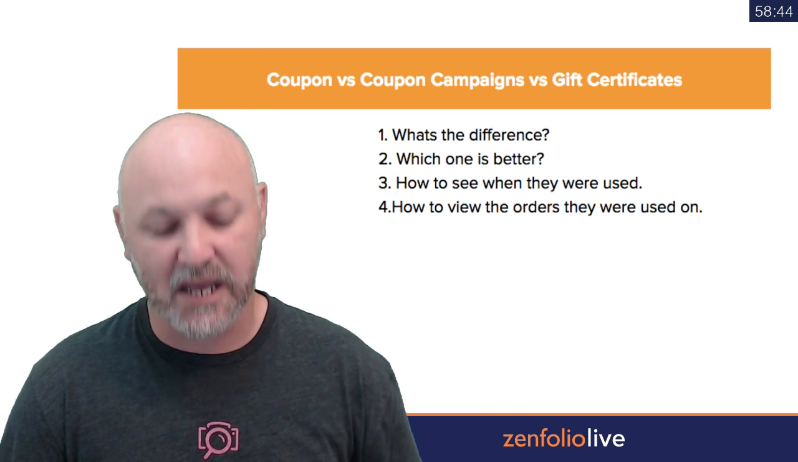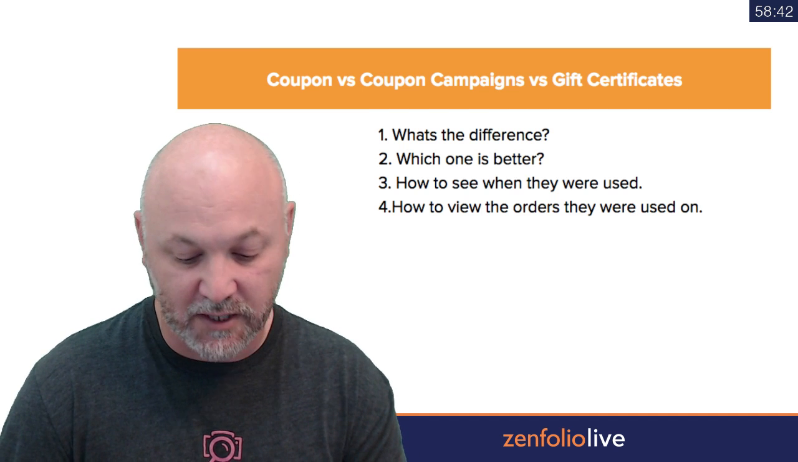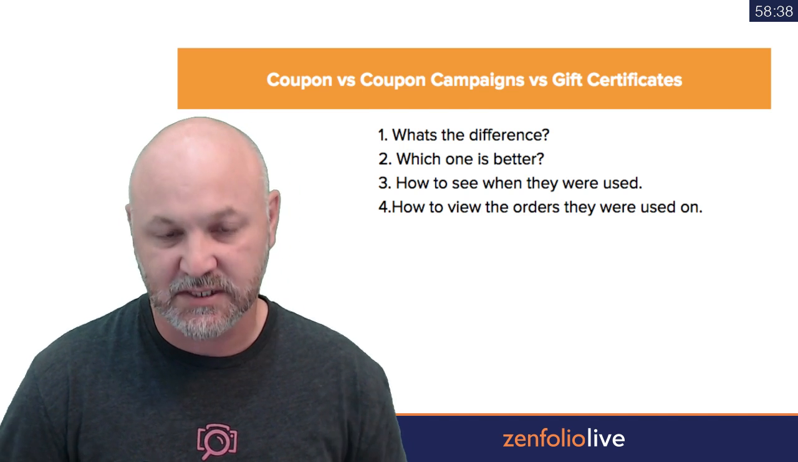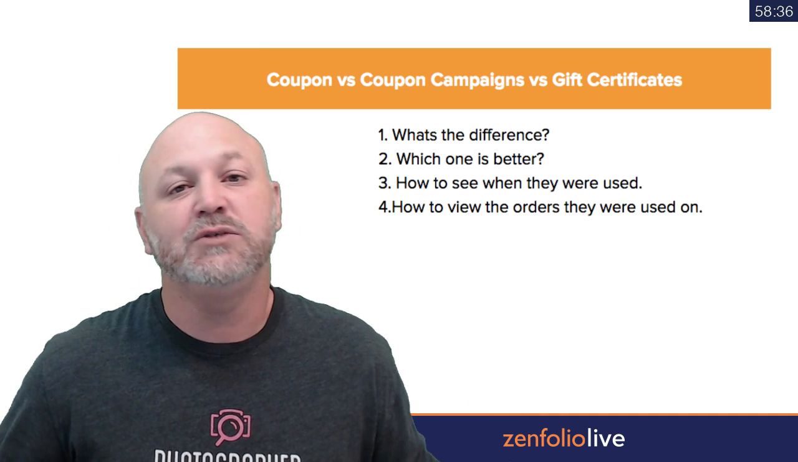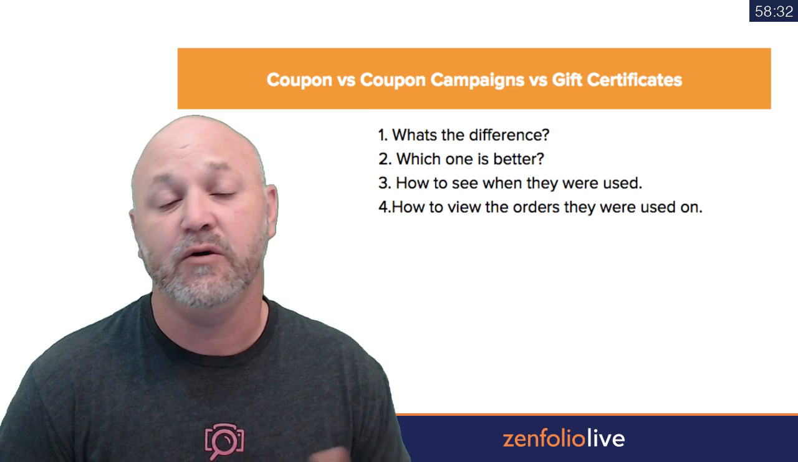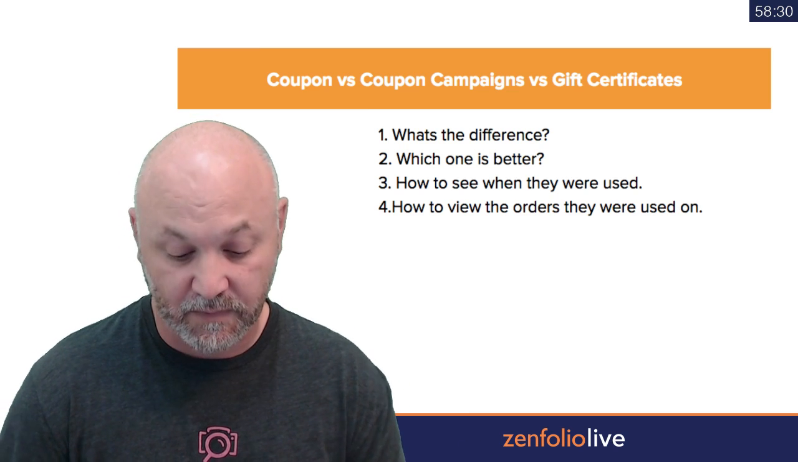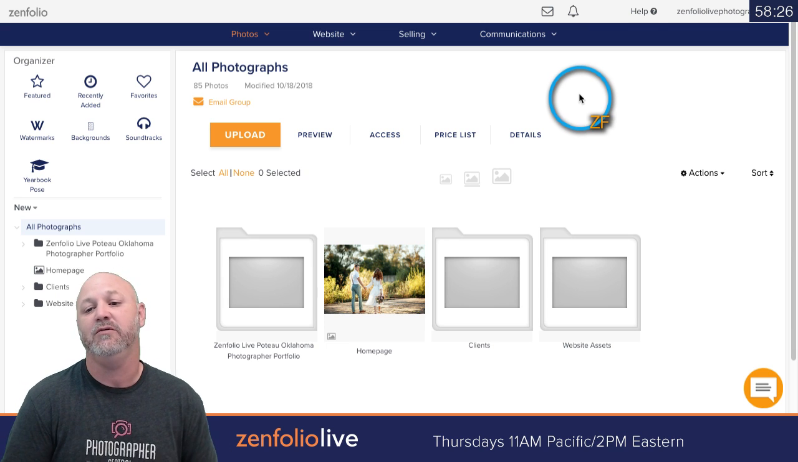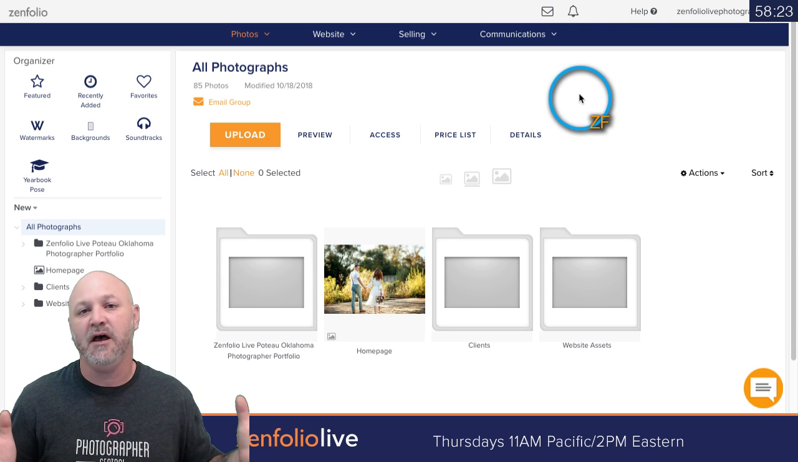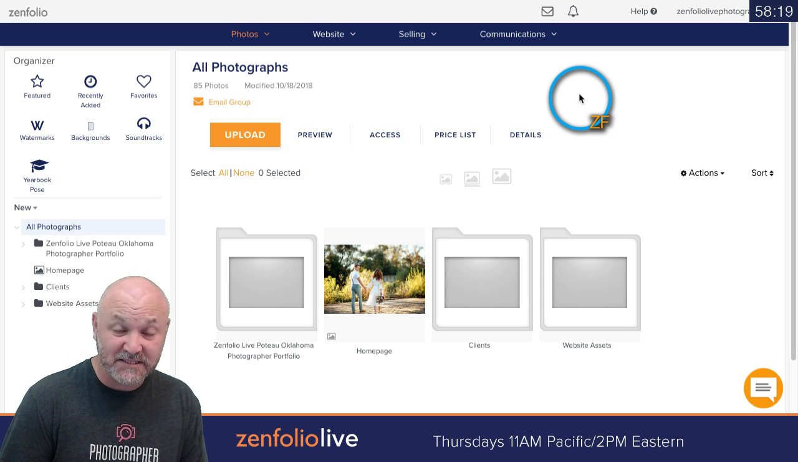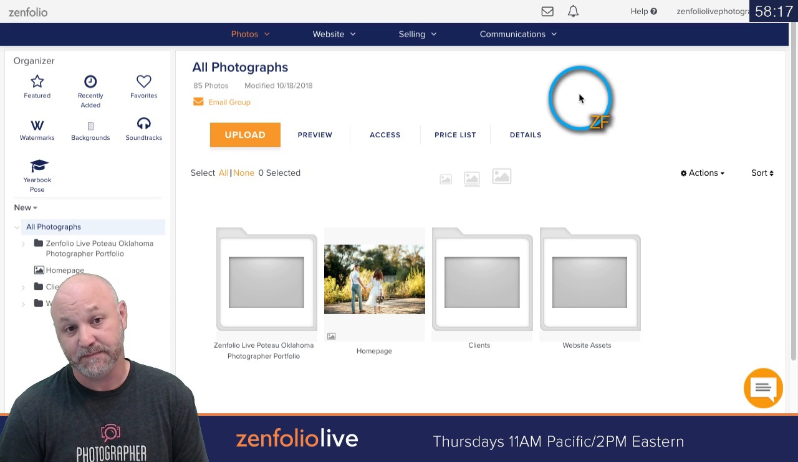All right, but let's go ahead and jump into our topic today. We're going to be talking about, like I said, coupons, campaigns, and gift certificates. We're going to talk about what the difference is, which one is better, how to see when they were used, and how to view the orders that they were used on. So let's go ahead and jump in here. All right, so here I am in my Zenfolio account. And first, let's talk about the difference between coupons, coupon campaigns, and a gift certificate.